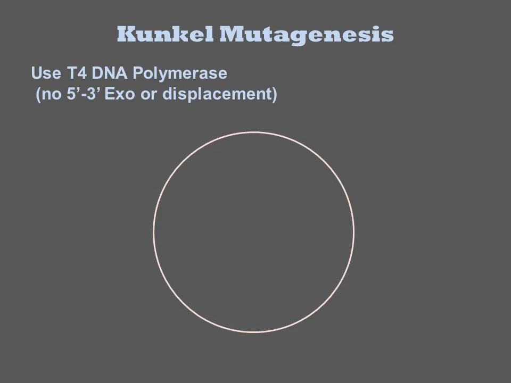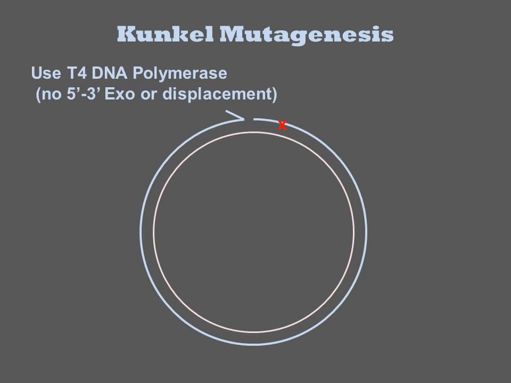Another example of the utility of subtly different polymerase properties is Kunkel Mutagenesis. Kunkel involves the use of T4 DNA polymerase, which has neither 5' to 3' exo nor displacement behavior. An oligo that is homologous to the DNA but contains a mutation designated by the red X is annealed to the DNA. It then undergoes polymerization around the circle.